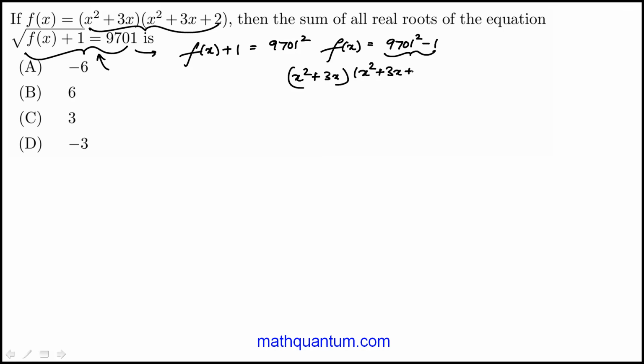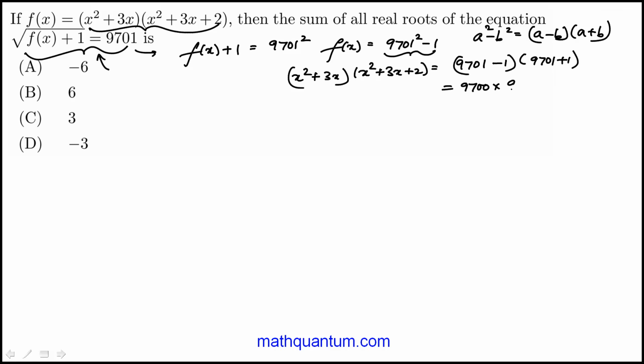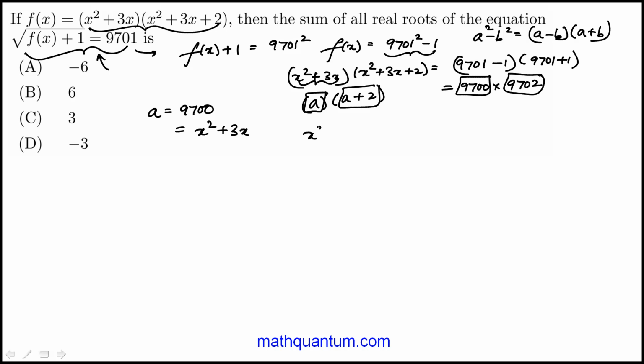I'll write this using the difference of squares identity: a square minus b square is a minus b times a plus b. So that becomes 9701 plus 1, then 9702. Now if I call that a, then this is a times a plus 2. And you can easily see a has to be 9700 because that's a plus 2. So our solution is a is 9700, and I assigned a to be x squared plus 3x.